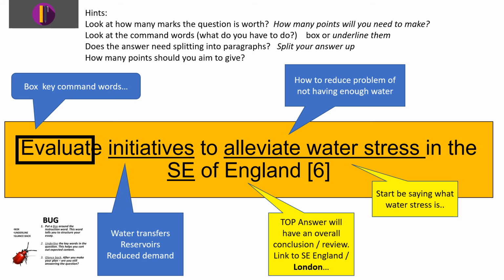It says alleviate water stress. We have to know what that part of the exam question means. Alleviate water stress means how can we reduce the problem of not having enough water. Alleviate means to stop something, to reduce something. And it says the southeast of England. So we're going to talk about different initiatives to reduce water stress in the southeast of England.